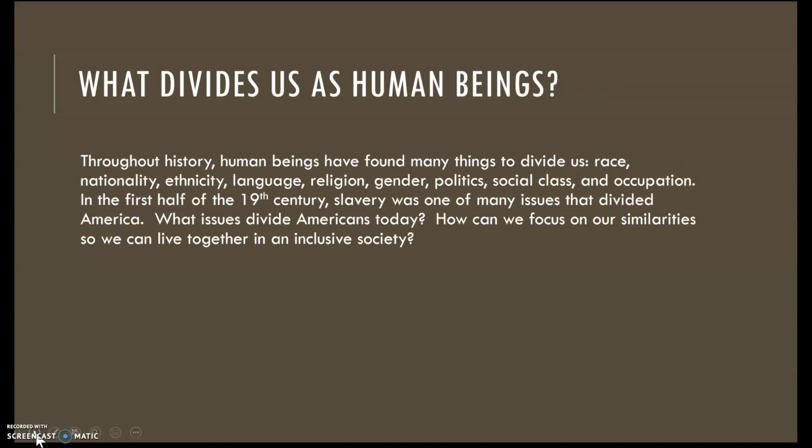The second essential question for this unit is, what divides us as human beings? Throughout history, human beings have found many things to divide us: race, nationality, ethnicity, language, religion, gender, politics, social class, and occupation, just to name some. In the first half of the 19th century, slavery was one of many issues that divided America. What issues divide Americans today? How can we focus on our similarities so we can live together in an inclusive society?